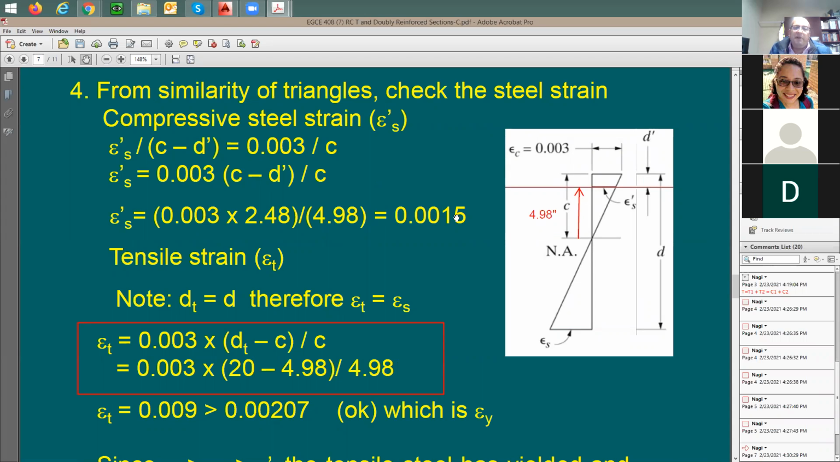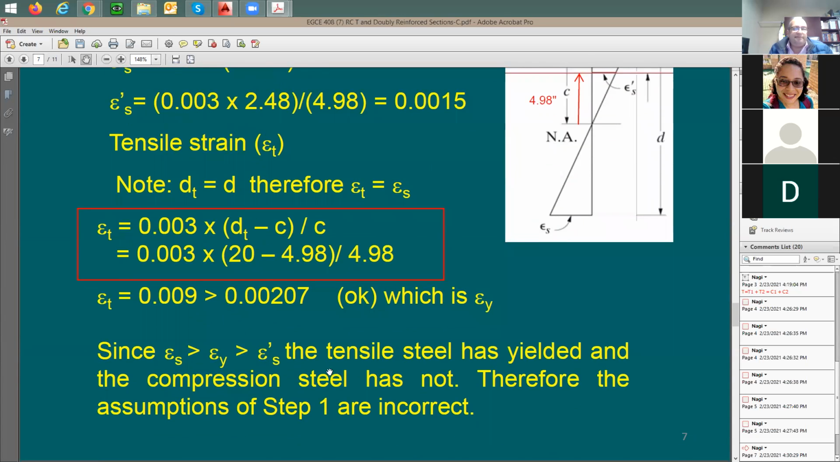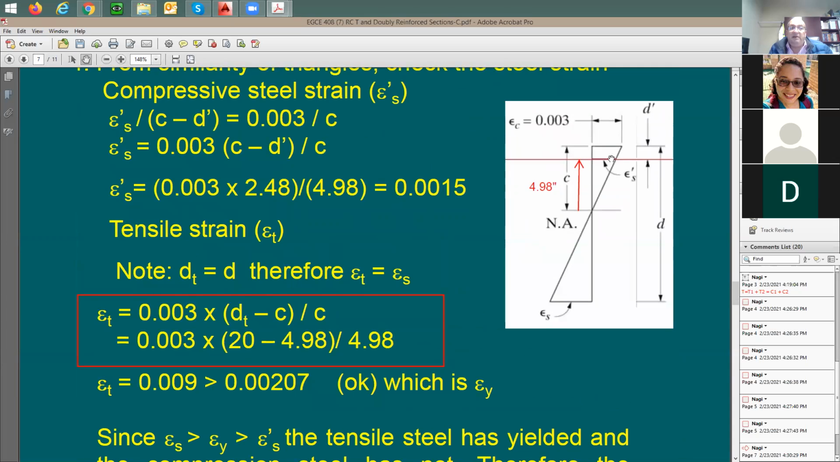0.0015, below the yield point. I was hoping it's going to hit this 0.00207, right? But this is lower than the strain for the yield point. So this is not good. It means my assumption was incorrect, partially. My assumption for the bottom is yielding, this is good. But in here, my assumption that the top steel is yielding is not good, because it didn't really hit the yield point.